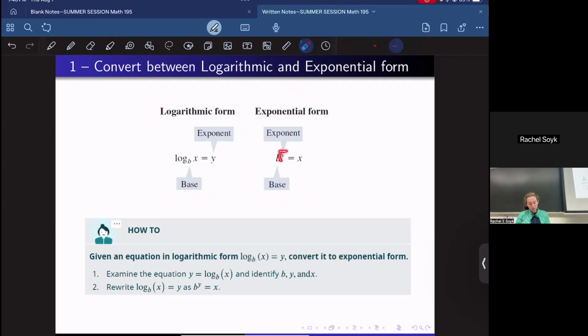You have your exponent here, which is represented as your solution for the log form. You have your base, and then you have your x values.